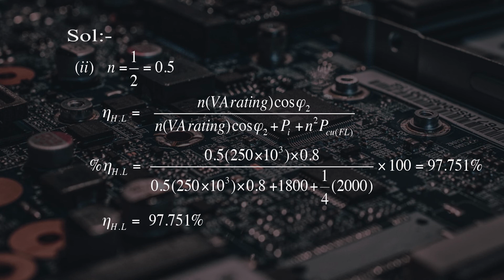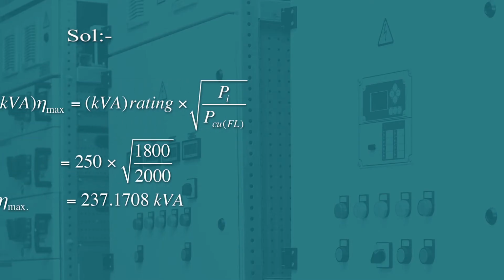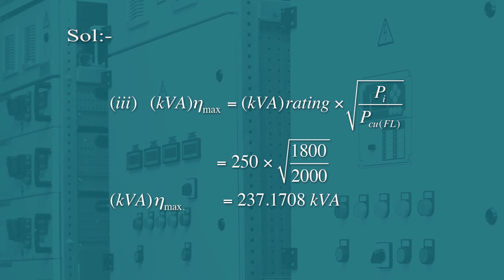Now we have to calculate the efficiency at half load. So the value of N is equal to what? 1 by 2, or you can say 0.5. So efficiency at half load can be calculated by the given expression, N multiplied by VA rating cos phi 2 upon N VA rating cos phi 2 plus Pi plus N square PCU full load. So just put the value of VA rating, value of N, and the value of the power factor. After putting in all the values and solving, you get the efficiency at half load, which comes 97.751%.